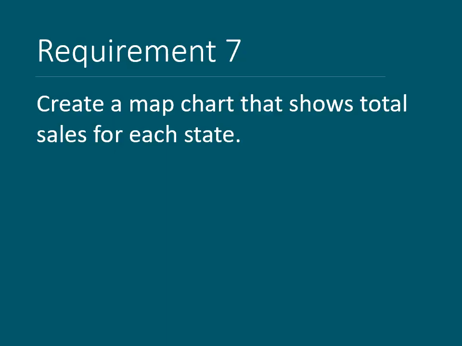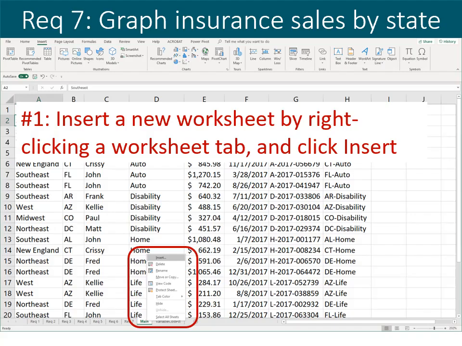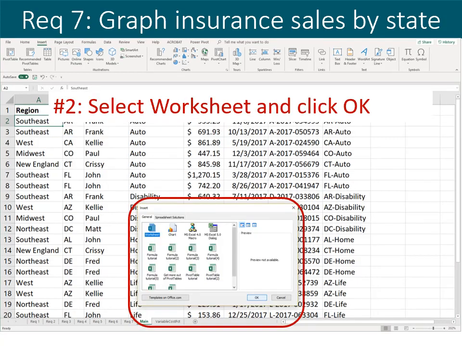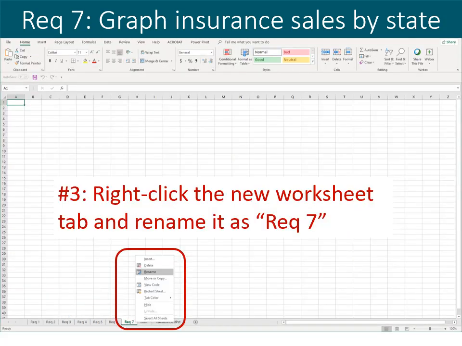In this last requirement, we will create a map chart that shows total sales for each state. Start by creating a new worksheet. Insert a new worksheet by right-clicking a worksheet tab and click Insert. Select Worksheet and click OK. Right-click the new worksheet tab and rename it as Requirement 7.